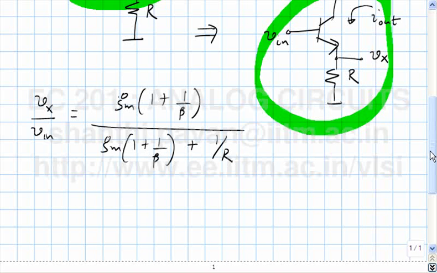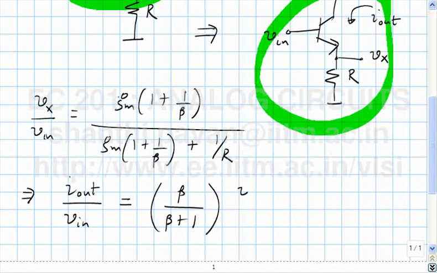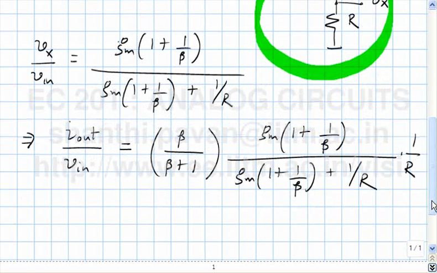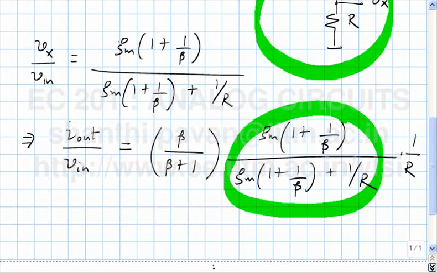If that is Vx, can you tell me what I out will be? In a MOS transistor, I would agree with you that Vx by R would be the incremental drain current. It is beta by beta plus 1 times Vx by R, and Vx by Vn is nothing but GM into 1 by 1 plus GM times 1 plus 1 by beta plus 1 over R, this times 1 over R. So this is nothing but Vx by Vn.